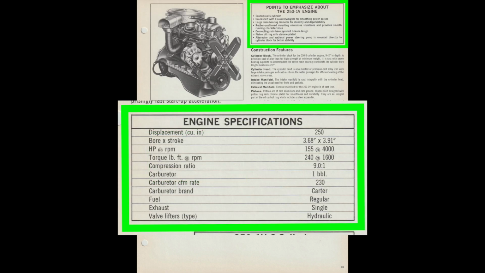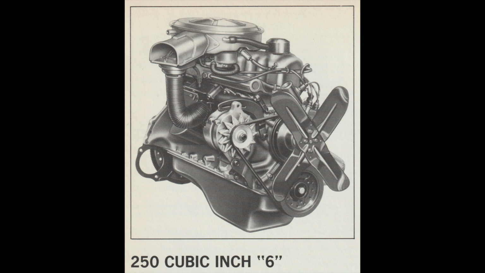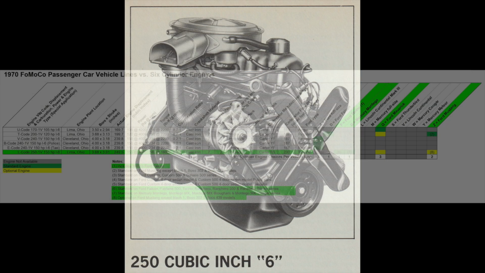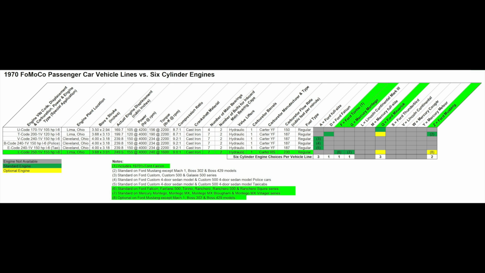The information presented in the engine specifications table matches exactly with page H4 of the Power Teams section of the 1970 Ford Carfax book that we saw a few moments ago. Here's a close-up of the illustration of the L-code 251-barrel inline-six engine in the upper left-hand corner of page 101. The L-code 251-barrel inline-six engine is presented as the last line in the six-cylinder engines table I created.